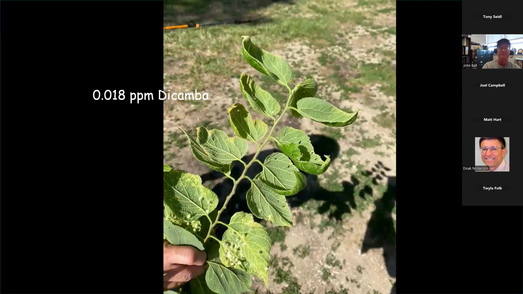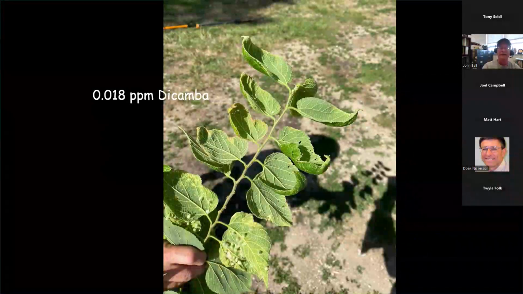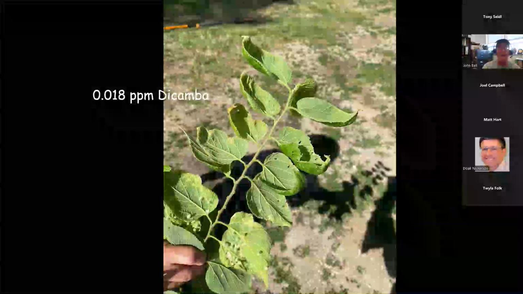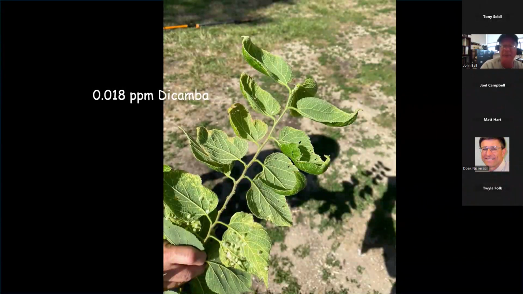Look at this one. 0.018 dicamba. You look at those leaves, that certainly shows symptoms that we'd associate with dicamba. Okay. And they suspected dicamba because of when the application was made, but the sample didn't come in until about 6 weeks later. And by that point, the breakdown of the product in hackberry is such that you're finding a very low level.